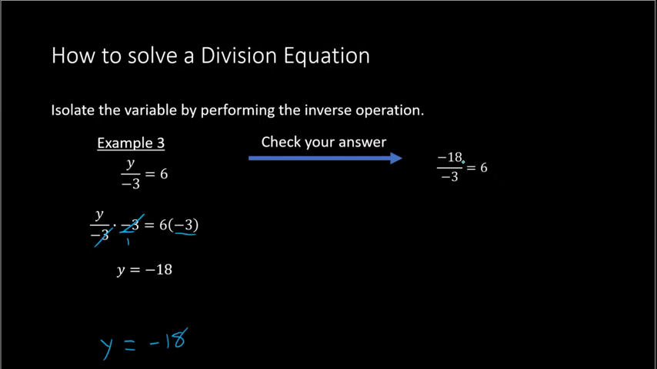And that is a true statement. The two negatives divided by each other make a positive number. 18 divided by 3 is positive 6. So because that works out, we have the correct answer, where y is indeed equal to negative 18.